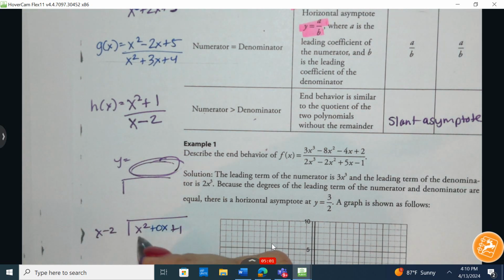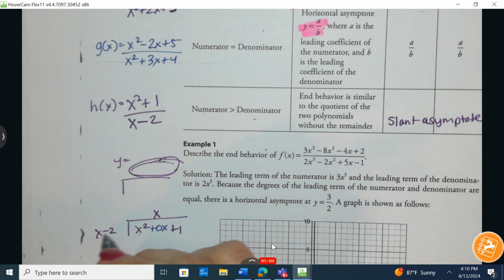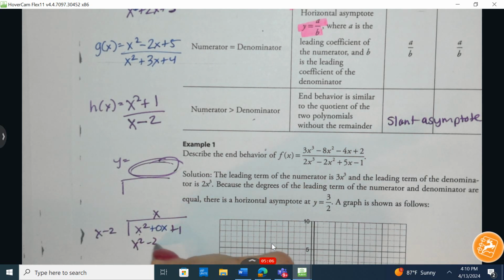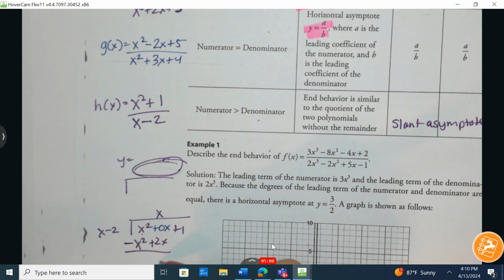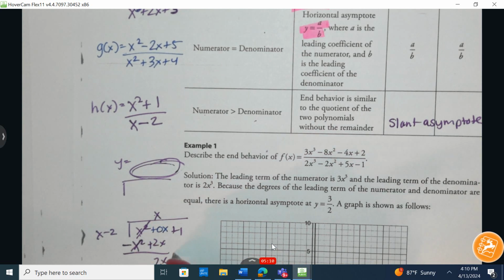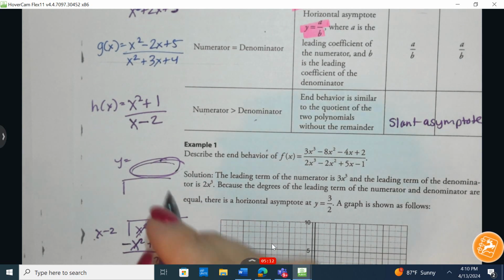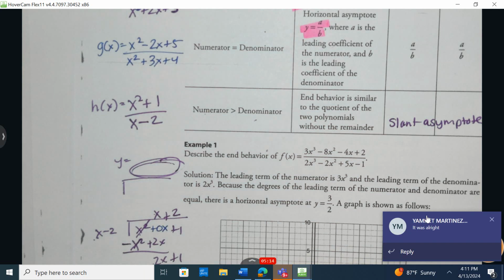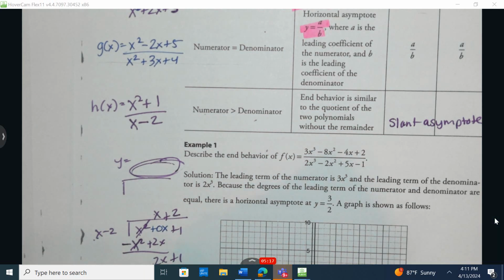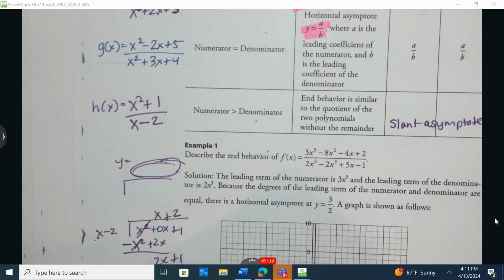So x times what gives you x squared? That would be x. So I've got x squared minus 2x. Now I change the signs and I add straight down. Additive inverses, bring down the 1. X times what equals 2x? A 2. Multiply to get 2x minus 4, change the signs.